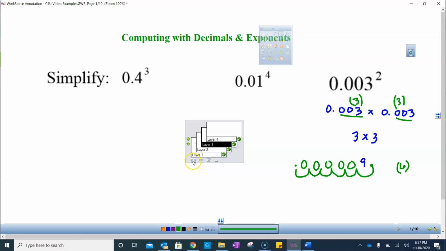All right, so that's how you do exponents when you have decimals. Not too bad. Just make sure you adjust the decimal appropriately at the end.